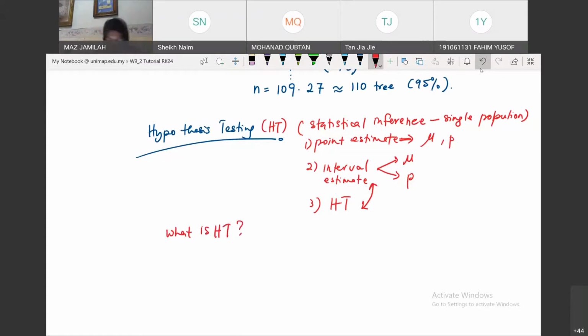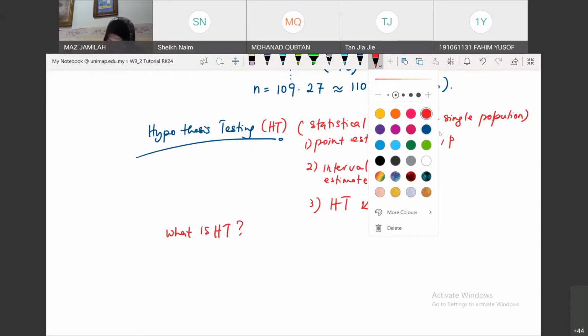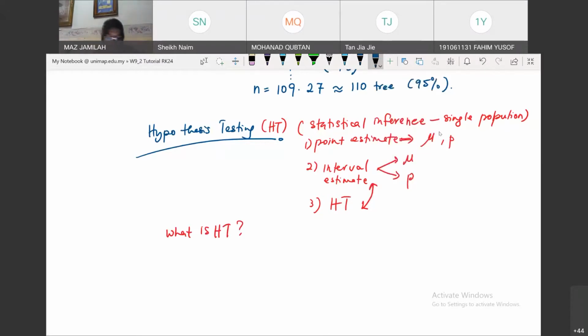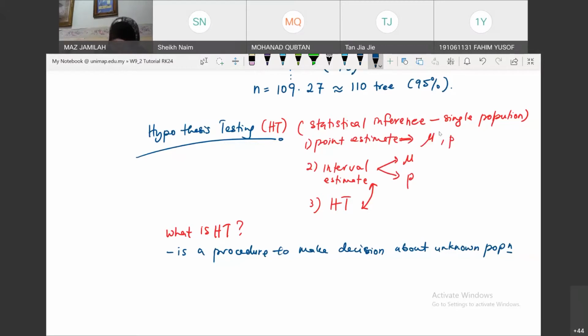If I were to short form it, HT is a procedure to make a decision about an unknown population parameter, based on sample evidence.